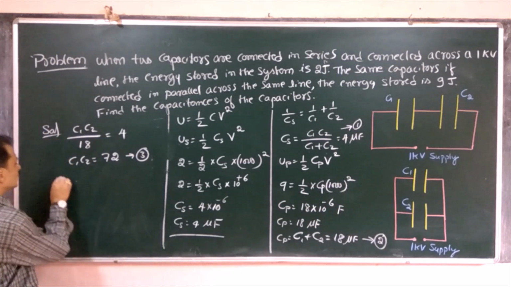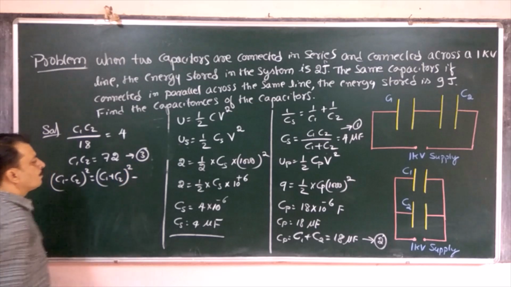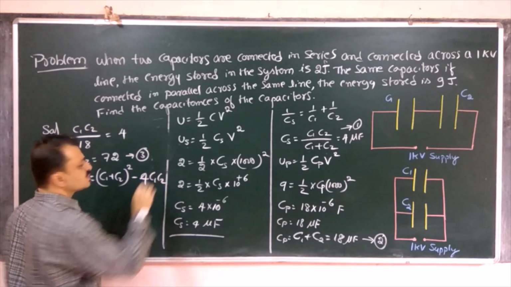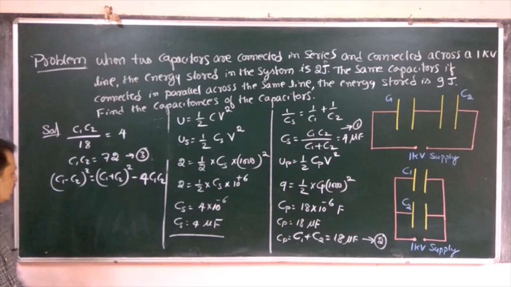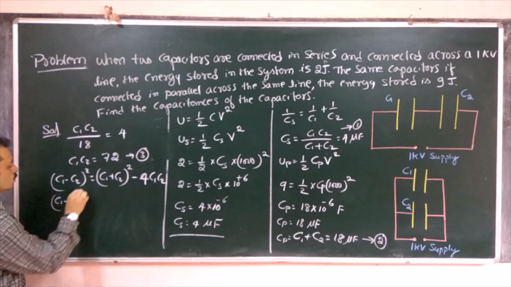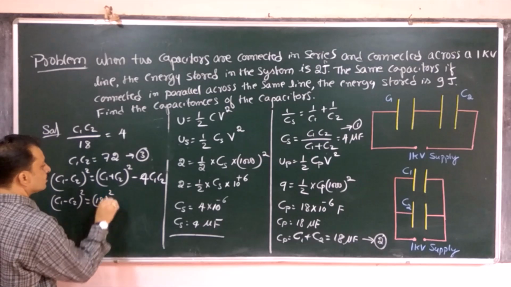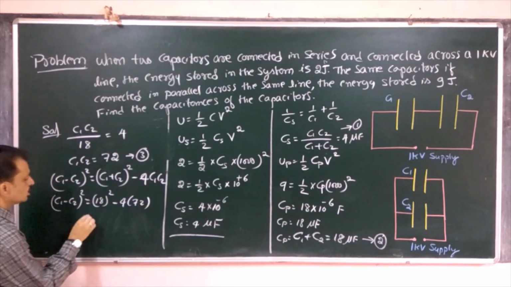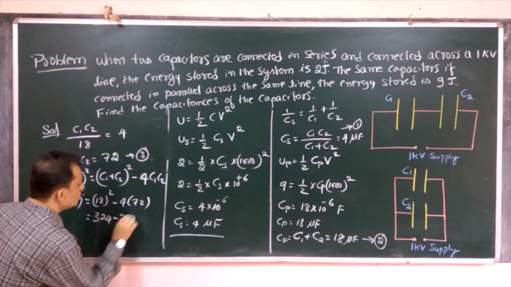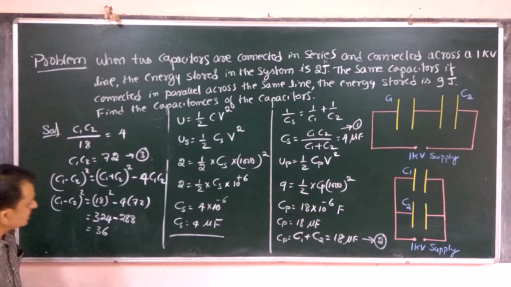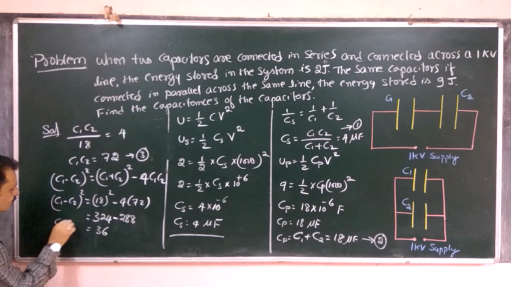So how, we know that C1 minus C2 whole square is equal to C1 plus C2 whole square minus 4C1 C2. There is a general formula: C1 minus C2 whole square is equal to C1 plus C2 whole square minus 4C1 C2. If we take that relation, C1 minus C2 whole square is equal to C1 plus C2, that is 18, whole square minus 4 into 72. Now 18 square is 324 minus 288. Now if you subtract, I will get 36. Yes, 36. That is C1 minus C2 whole square.